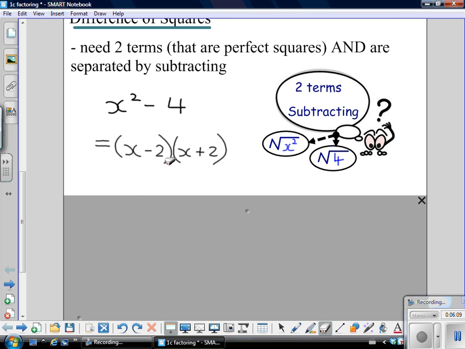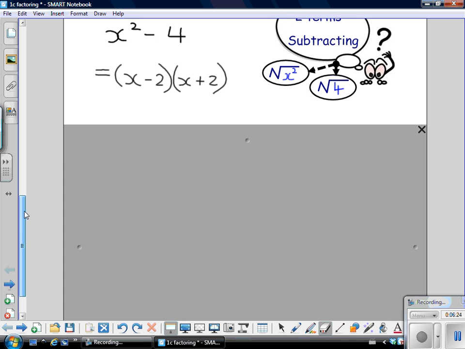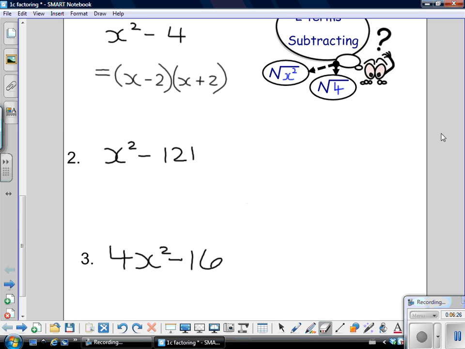except one is adding and one is subtracting. And it doesn't matter which one you choose. So I take the square root of the first term, which is x, and the square root of the second term, which is 2. I put them in two brackets, one adding, one subtracting. And again, it doesn't matter which bracket you choose for that. Let's look at another one.